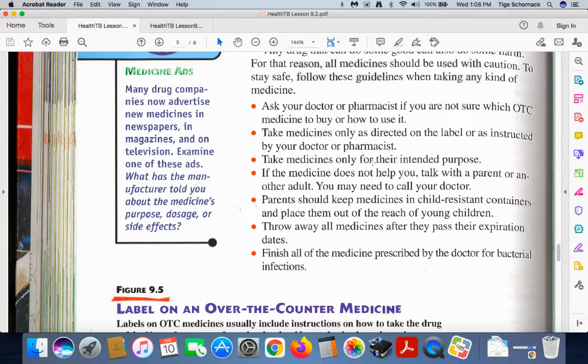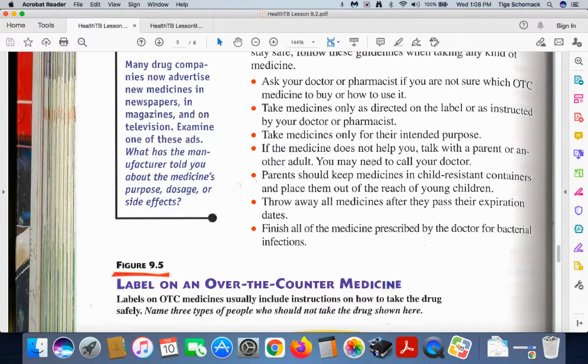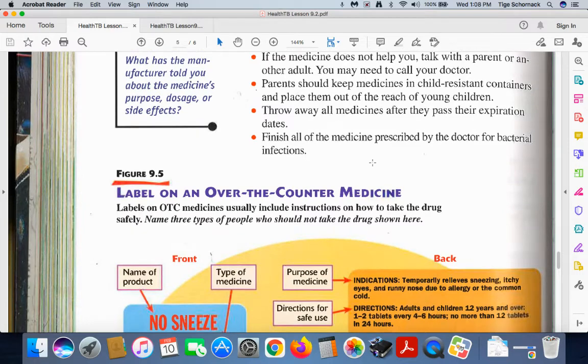You may need to call your doctor. Parents should keep medicine in child-resistant containers and place them out of reach of children. Throw away all medicine after they pass their expiration date. Finish all the medicine prescribed by the doctor for a bacterial infection.